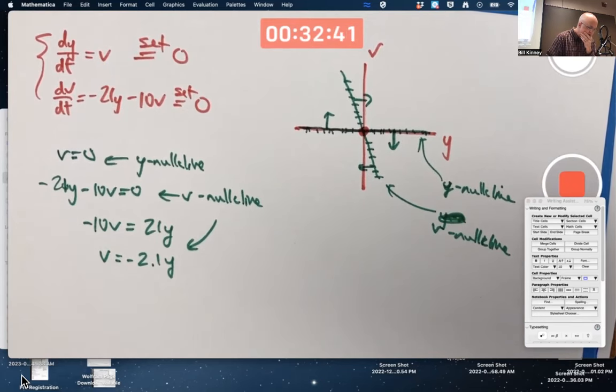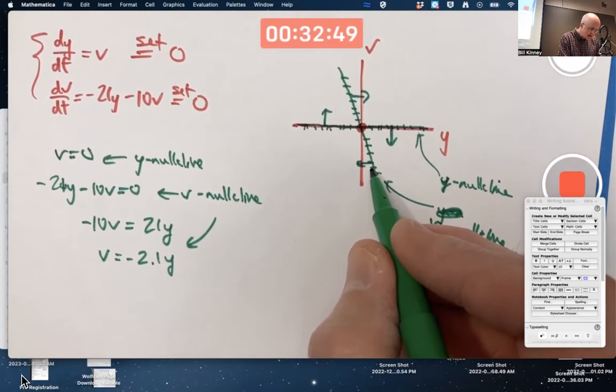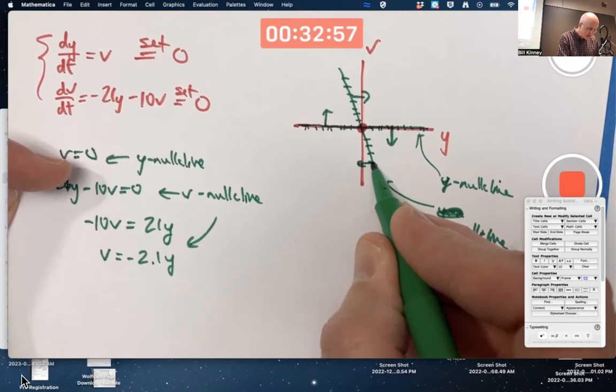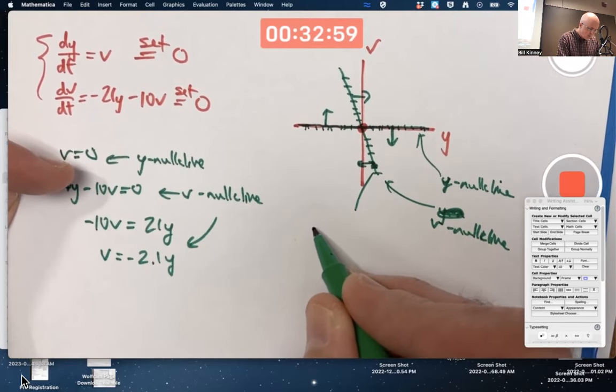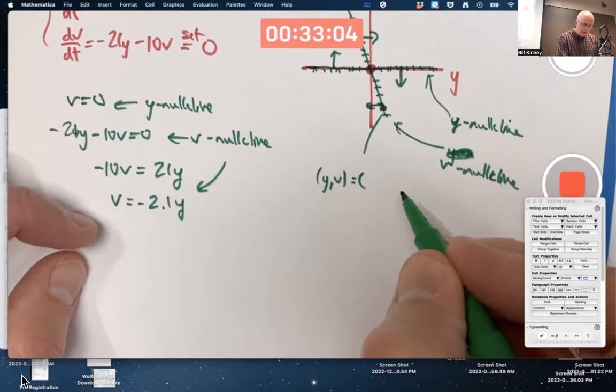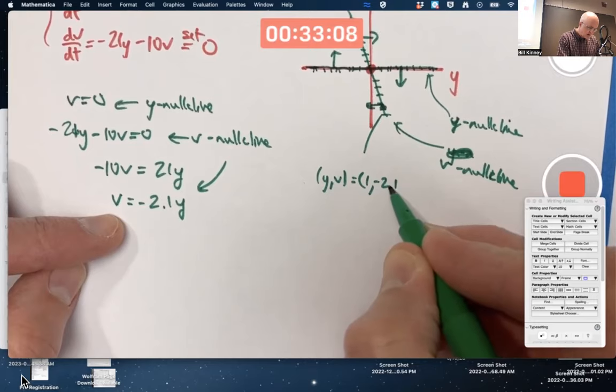Yeah, it's tricky here. And I'm wondering if I fully drew this right or not. I should probably be more careful. I was assuming this one goes this way, but I'm actually not sure. Let's pick one point on here. Let's pick the point yv equals, by this equation, I could pick y is 1 and v is negative 2.1.